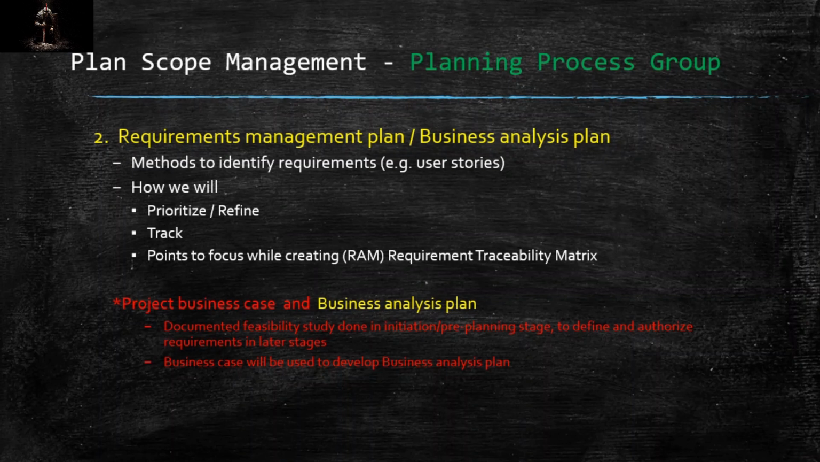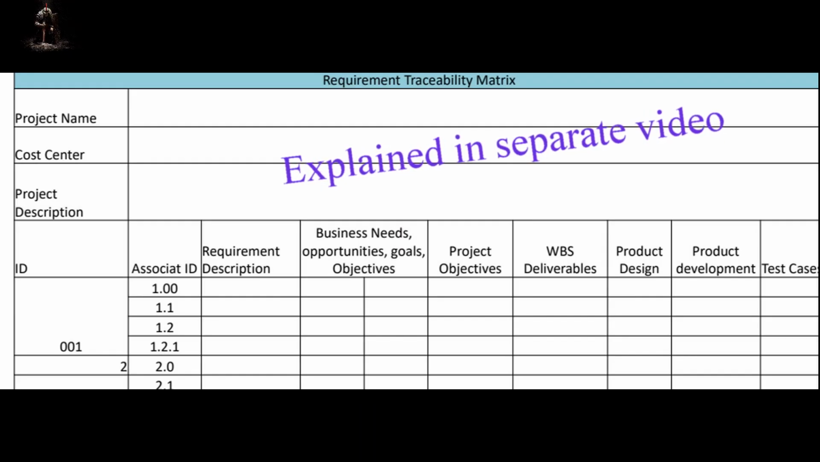Second, how we are going to prioritize or refine requirements. It should be done in accordance with the client and other stakeholders. Sometimes client does not specify any prioritization. In absence of this, we should follow standard procedures or follow logical relationships, if any. How we are going to track it, at which stage of the project, at which project life cycle, like execution, monitoring and controlling, like that. It can also contain points to focus while creating requirement traceability matrix, like what factors should be in there, like in what depth it should be documented. Let's see how requirement traceability matrix looks like.